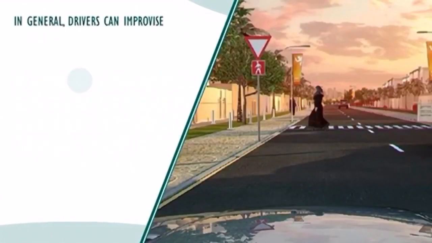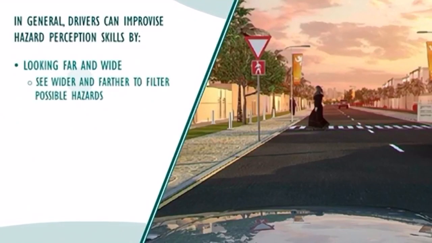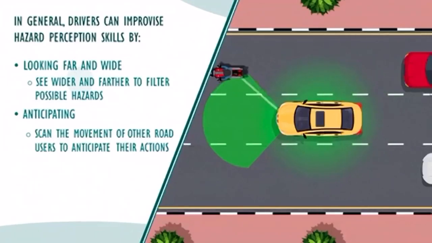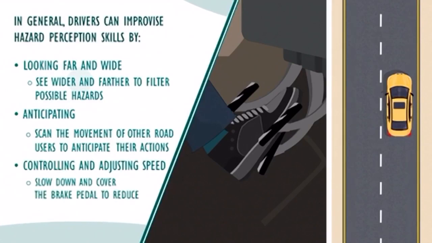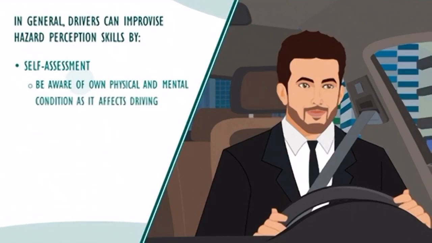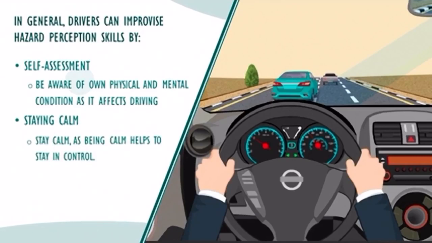In general, drivers can improve hazard perception skills by looking far and wide: see wider and farther to filter possible hazards. Anticipating: scan the movement of other road users to anticipate their actions. Controlling and adjusting speed: slow down and cover the brake pedal to reduce the reaction time. Self-assessment: be aware of your own physical and mental condition as it affects driving. Stay calm, as being calm helps to stay in control.